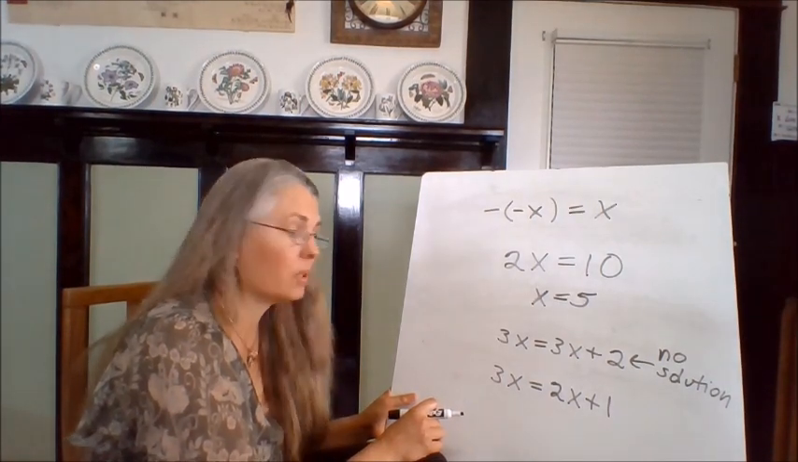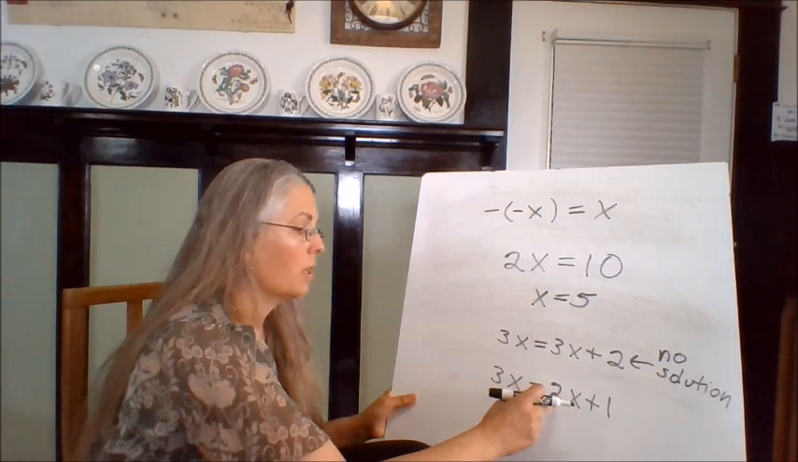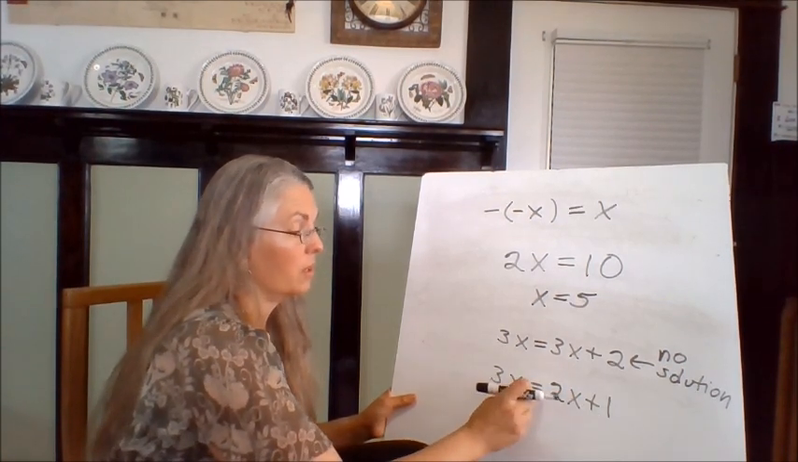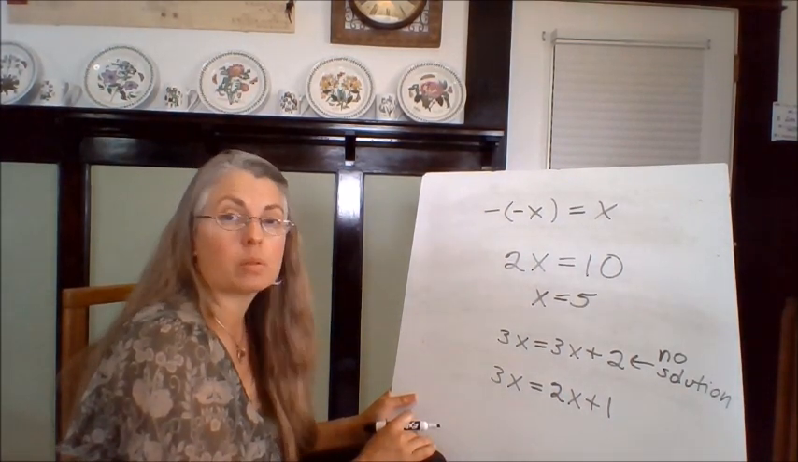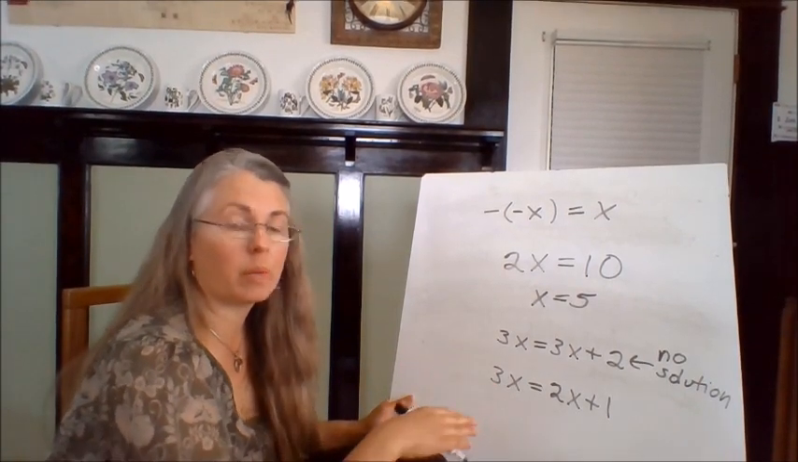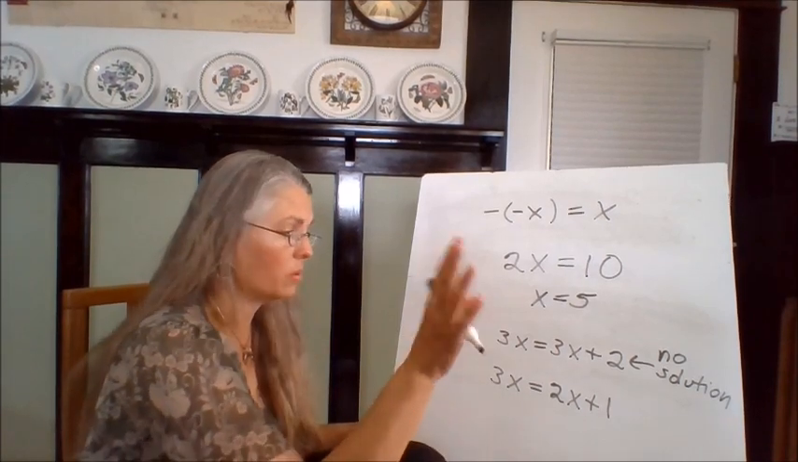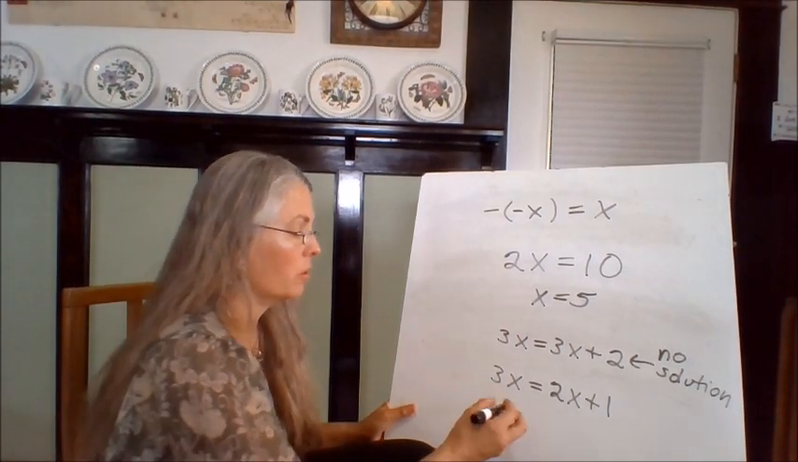It's true for a specific number, right? If I triple a number, I'm going to get the same thing as if I double it and add 1. What number would that be true for? Look, we're going to get into algebraic techniques later, so you might not know how to solve this. You might just think about it and come up with an answer. You might do some algebra and come up with an answer. The answer is 1.